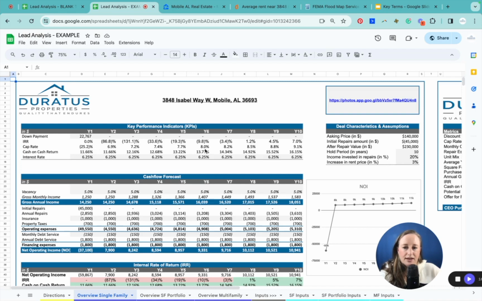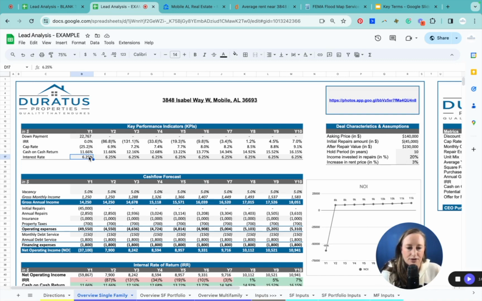You want to look at this year 2 and beyond. Our cash on cash return, this is important for us as a flip. So we're looking at 11.66. And as you might remember from the last slide, between 8 and 12% is usually considered a healthy cash on cash return for real estate.